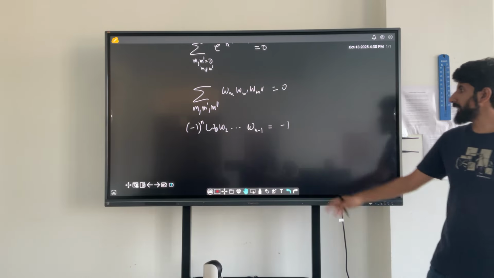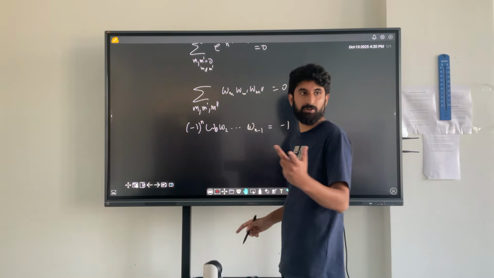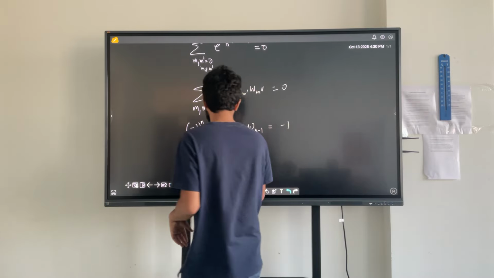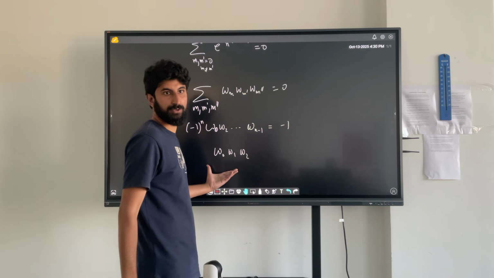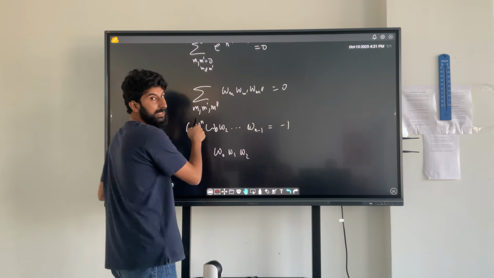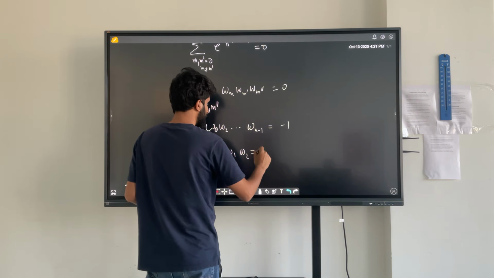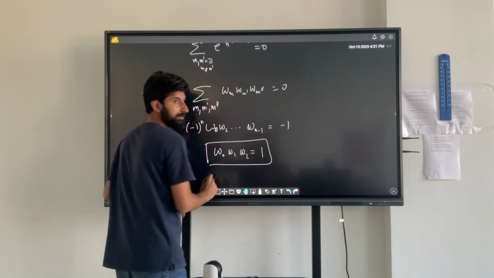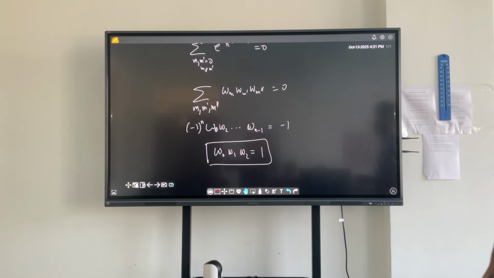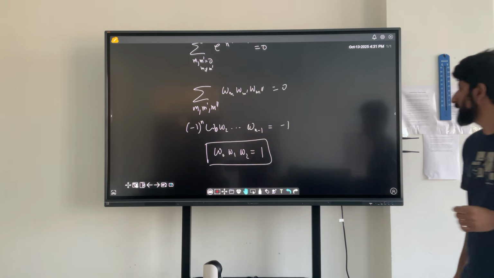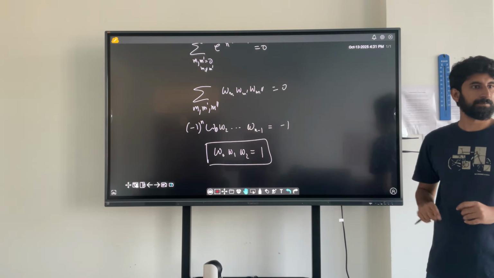Let's say n is 3. Then how many zeros will I have? 3. Omega 0, omega 1, omega 2. These are cube roots of unity. And this is minus 1 to the power what? Minus 1. This is just minus 1. And what is this? 1. Well, this is product of 1. It just cancels the minus signs on both sides. So the product of cube roots of unity is just 1.